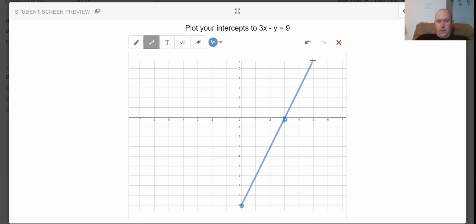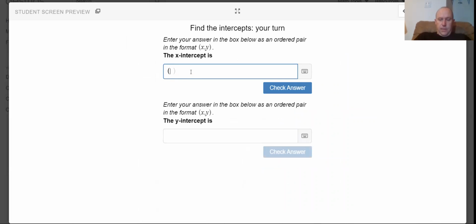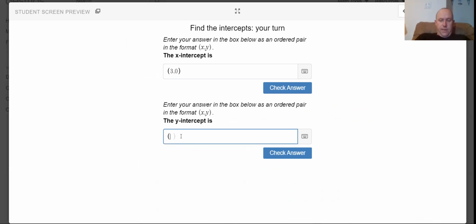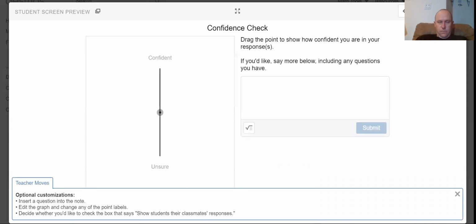And then we can just go ahead and plot just to make sure that they look good. The x-intercept was 3, so make sure the x value is 3. The y value was negative 9, so make sure the y value is negative 9. And then we can just check those two answers. And that concludes the video for this one.